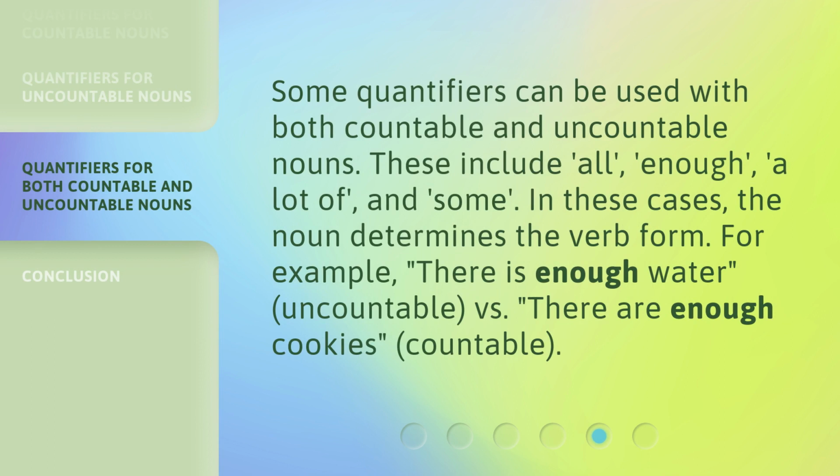Some quantifiers can be used with both countable and uncountable nouns. These include all, enough, a lot of, and some. In these cases, the noun determines the verb form. For example, there is enough water, uncountable, versus there are enough cookies, countable.